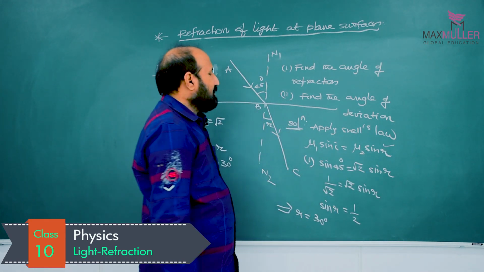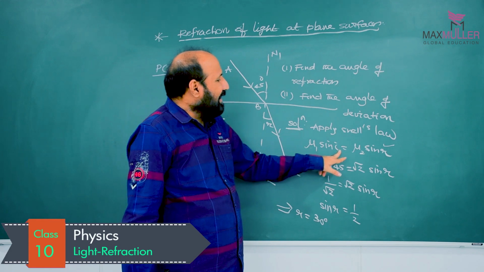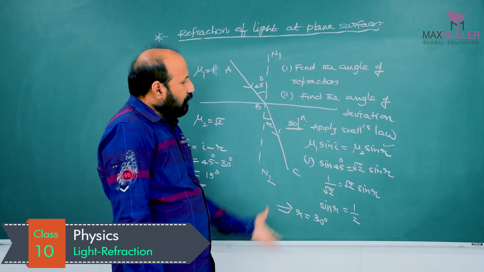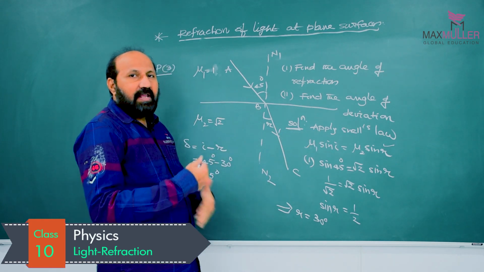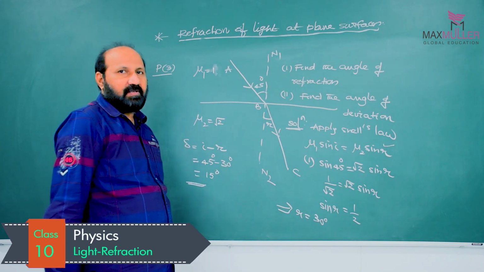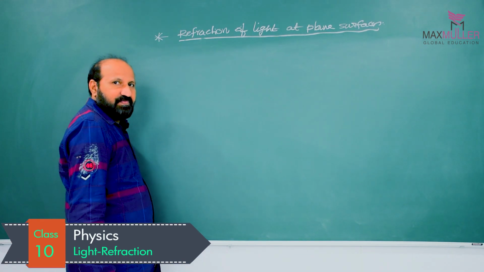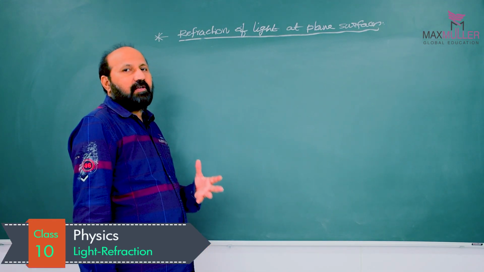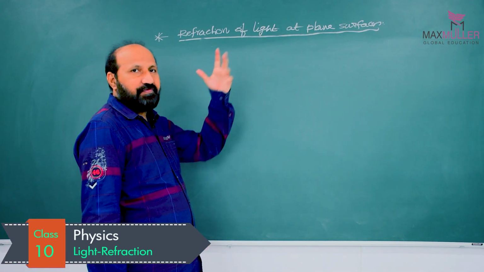In some cases, mu1, I and R will be given. You have to find out the value of mu2. Therefore, out of these 4 parameters, 3 will be given and you will be asked to find out the required parameter. Students, now we discuss an important concept regarding refraction of light at plane surface.